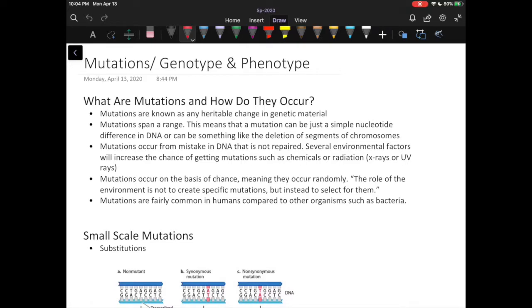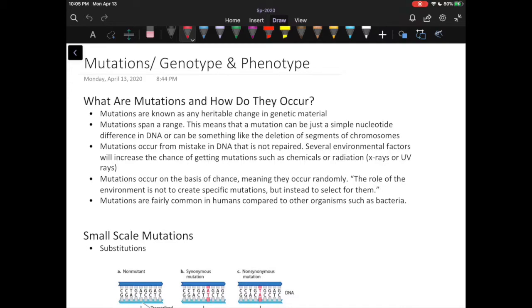And lastly, mutations are fairly common in humans compared to other organisms like bacteria. The reason for this is because we undergo a lot more cell replication and have more genomes, so that increases the likelihood that a mutation will arise.